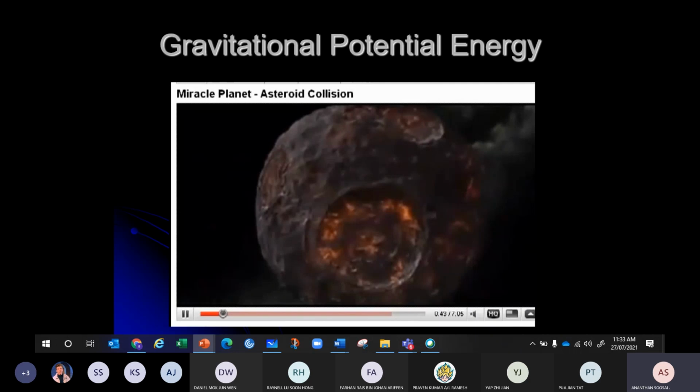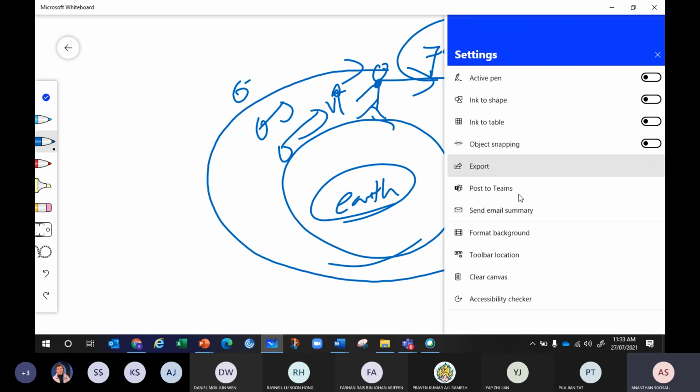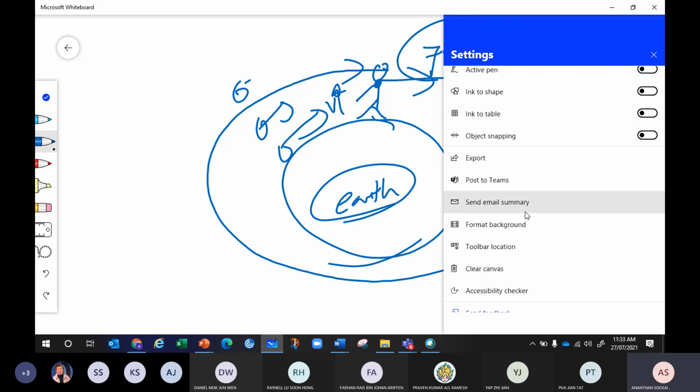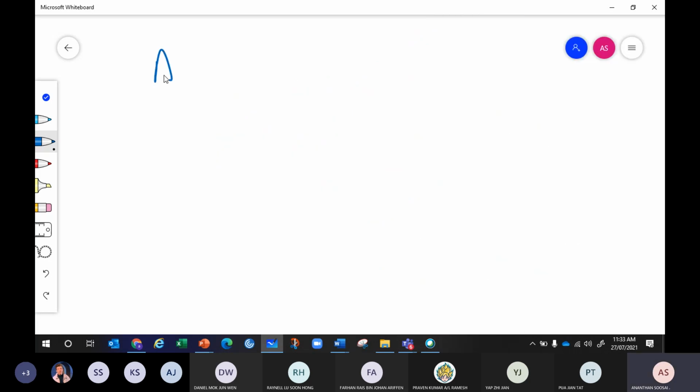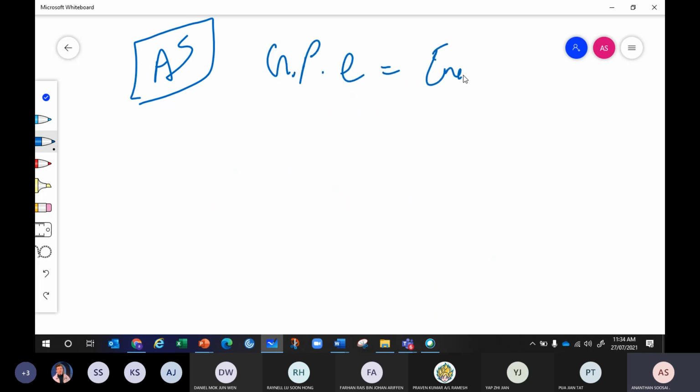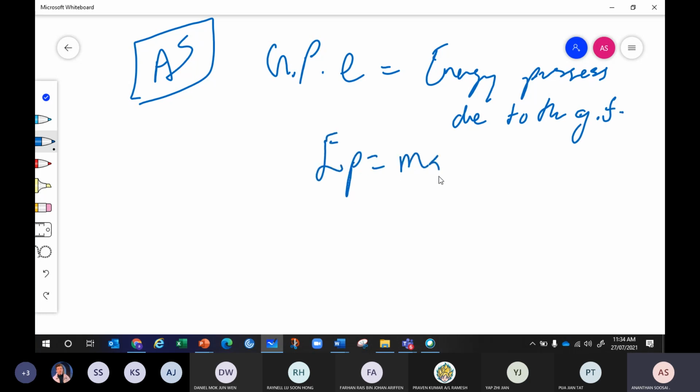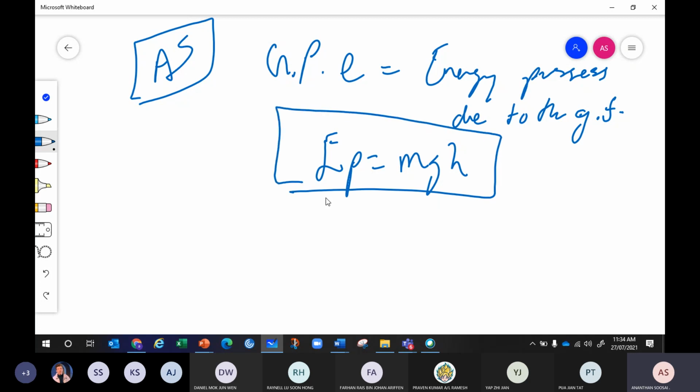But what is the GPE equation? mgh, right? So that's your AS. In the AS syllabus, GPE is the energy possessed by a body due to the gravitational field. Ep is mgh. This is the knowledge you learned from AS.